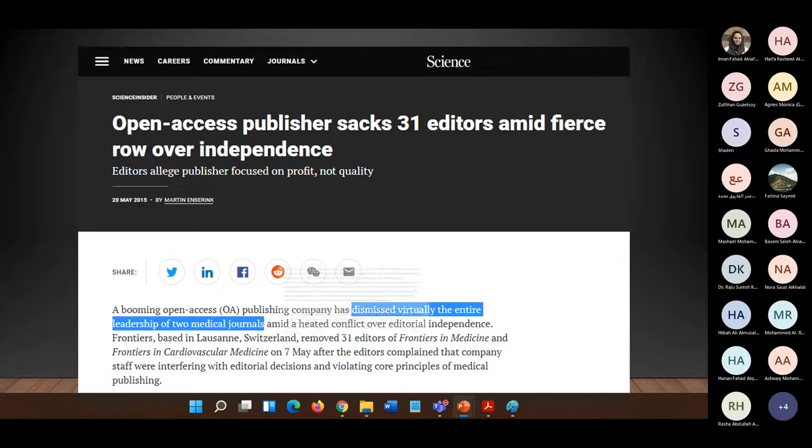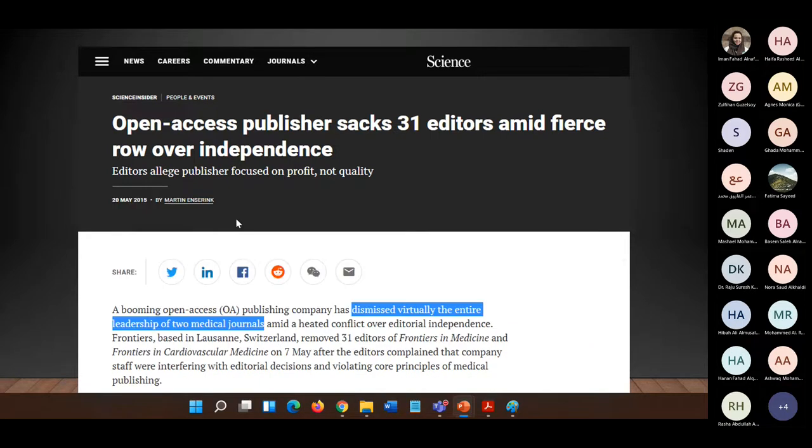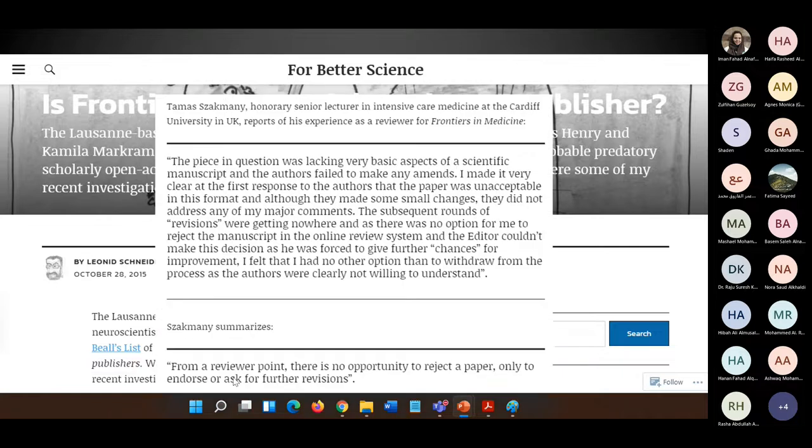So they wrote a manifesto and everything about this. It was a big scandal at one point. This was in 2015, you see here. Okay, is Frontiers a potential predatory publisher? Again, this is another article, as you can see here. From a reviewer point, there is no opportunity to reject a paper, only to endorse or ask for further revisions. Okay, this is one of the controversies.